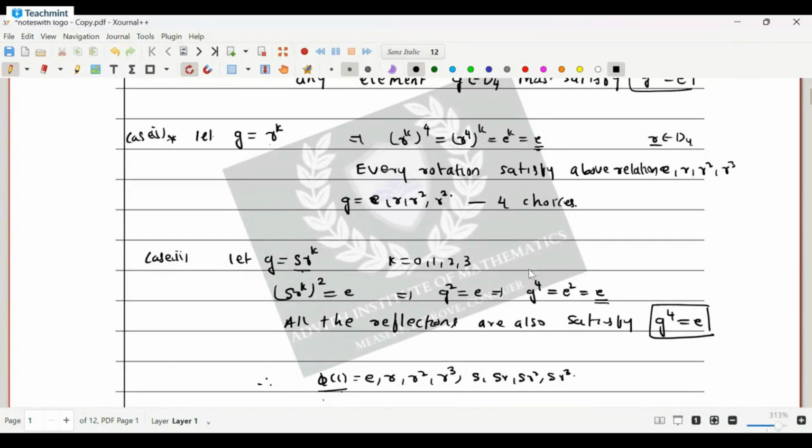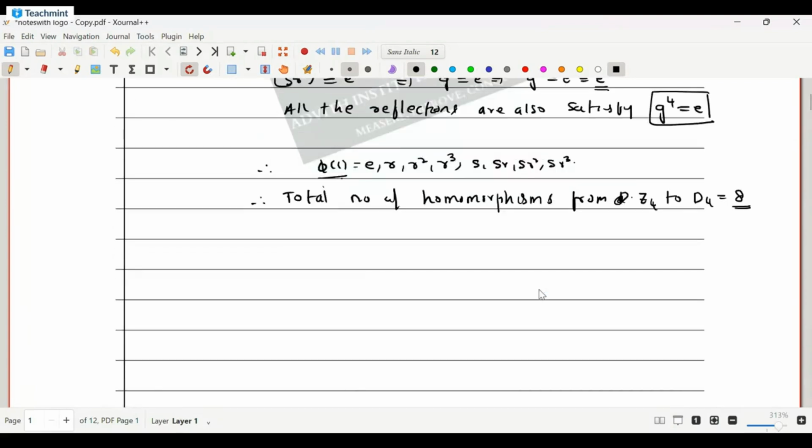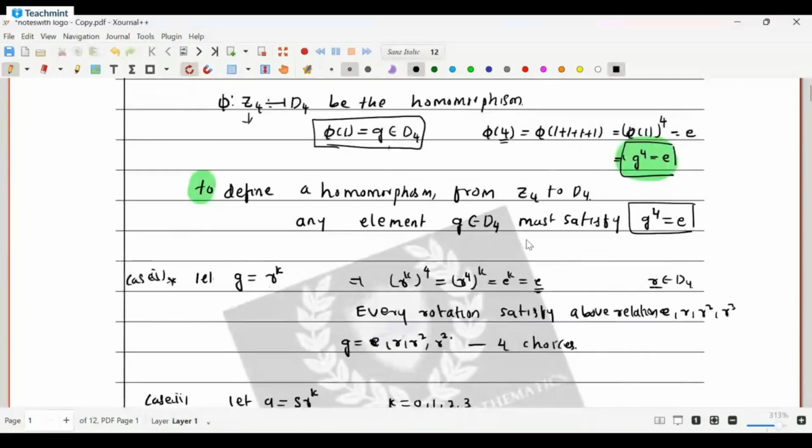Therefore the total number of homomorphisms from Z4 to D4, which is equal to ఎంత sir? 8, which is equal to 8. And suppose if m is equal to n is equal to 4 తీసుకున్నాం, మనం ఇక్కడ తీసుకున్నాం Z4 to D4.